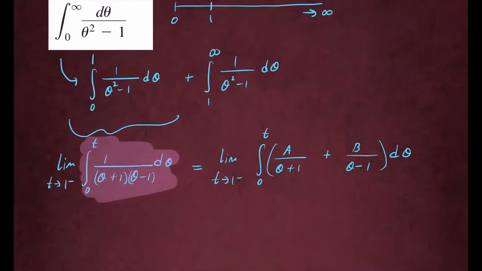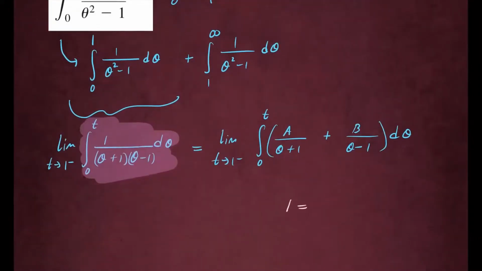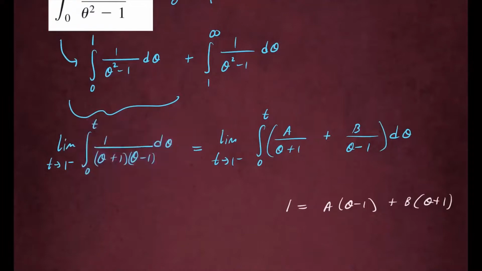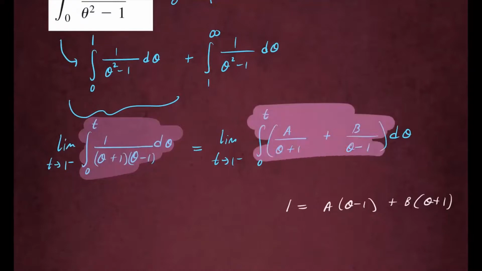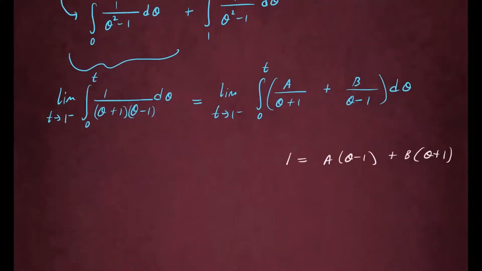So I'm going to go ahead and try to solve for these. So put them in common denominators, multiply both sides of this integral by the LCD. So you'll have 1 is equal to a times theta minus 1 plus b times theta plus 1. So I'm taking this integral and setting it equal to this integral and solving for the unknown constants a and b. So pick a value for theta, solve for a and b.